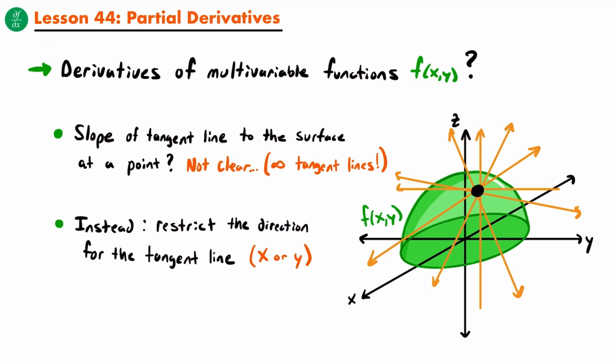Those are the two directions that we are going to consider when finding the slope of a tangent line to a surface at a point, at least for right now. We can look at other directions for tangent lines, but that comes later in Calculus 3. We're not going to worry about that for right now. And so let's take a closer look at these two directions. What does it mean, or what does it look like, to restrict the direction of our tangent line and just look at the x direction or the y direction when finding the slope?